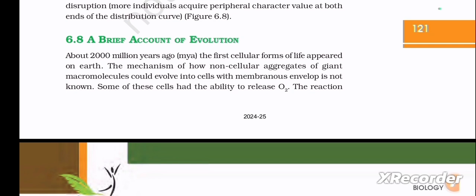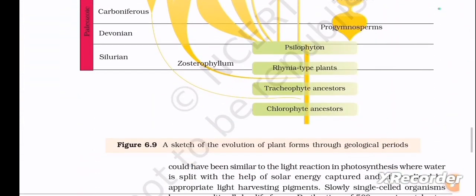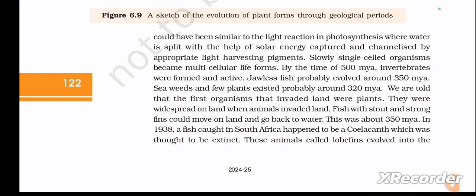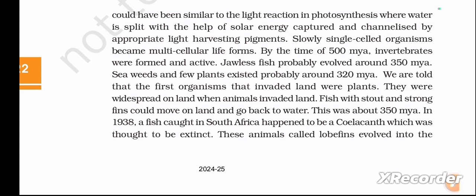About 2000 million years ago (mya), the first cellular forms of life appeared on Earth. The mechanism of how non-cellular aggregates of giant macromolecules could evolve into cells with a membranous envelope is not known. Some of these cells had the ability to release oxygen. The reaction could have been similar to the light reaction in photosynthesis, where water is split with the help of solar energy captured and channelised by appropriate light harvesting pigments. Slowly, single-celled organisms became multicellular life forms.